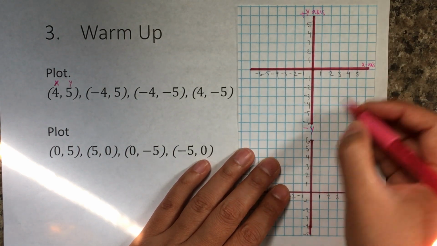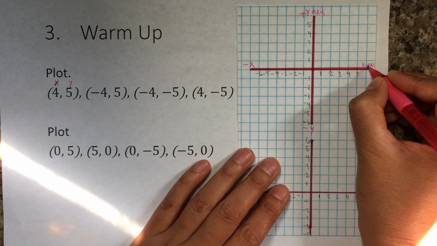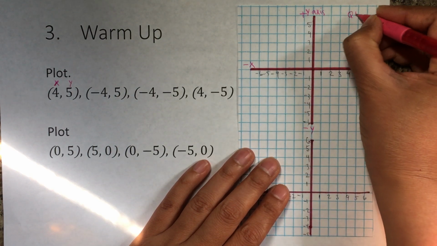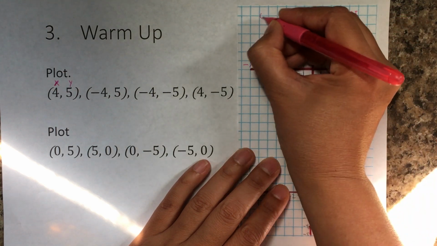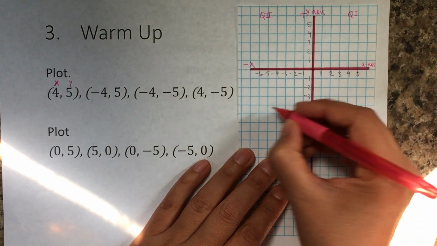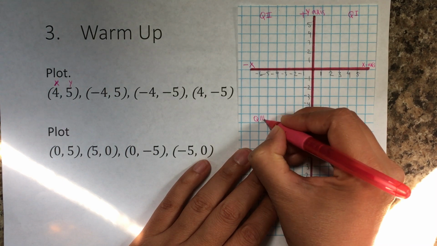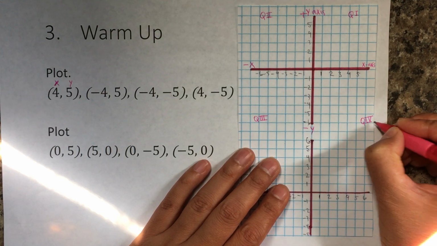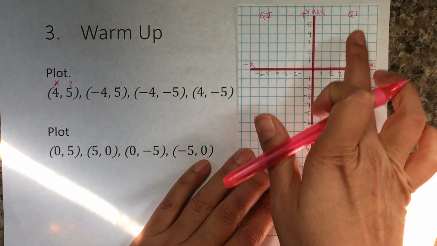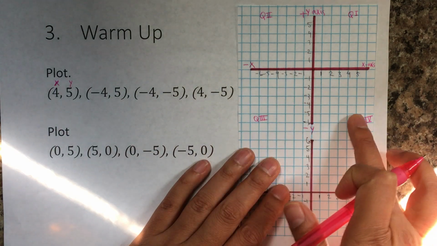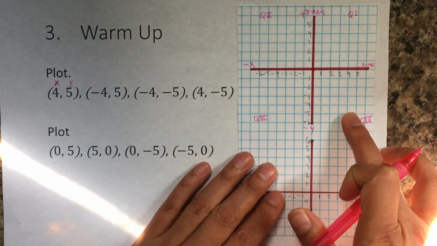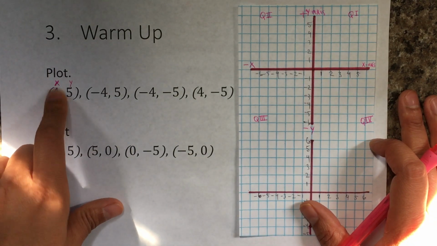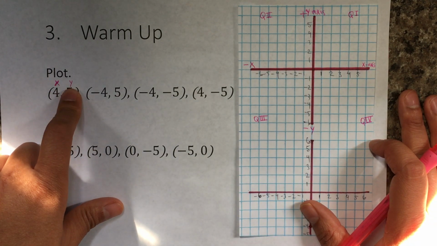So positive y, negative x, positive x. And also this is quadrant 1, this is quadrant 2, quadrant 3, and quadrant 4. And this is written in Roman numerals. So you start here and then you go around like this, like a letter C. That's the order. Okay, so now to graph, you always start with X all the time and then Y.